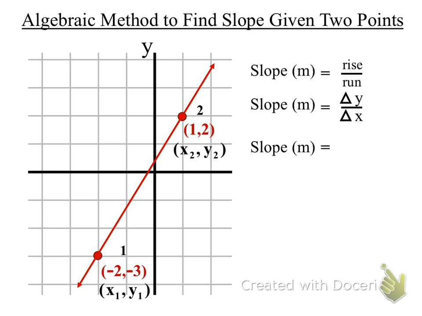So what's the entire formula? The formula is the change in the y's, so that's y2 minus y1, over the change in the x's, x2 minus x1. If I start with the second point, then I have to start with the second point in the numerator and denominator. Notice I have the second point here and I have the first point here.